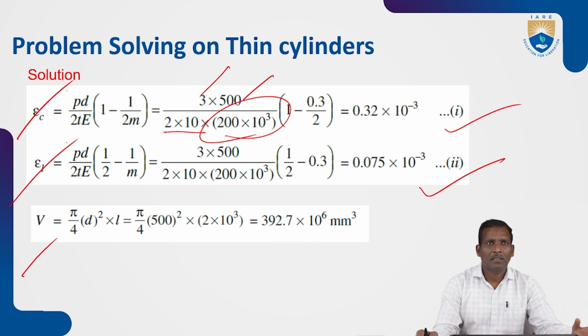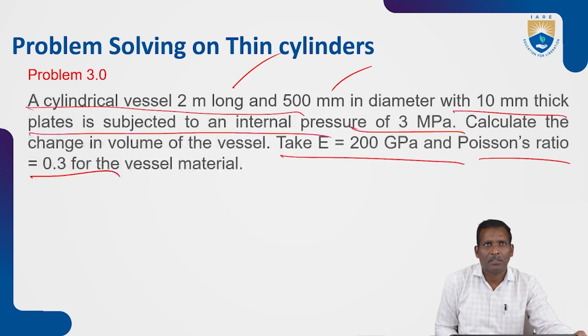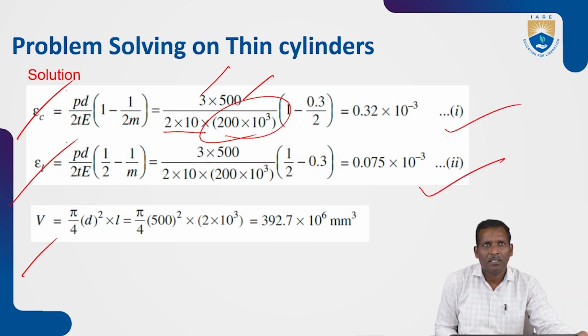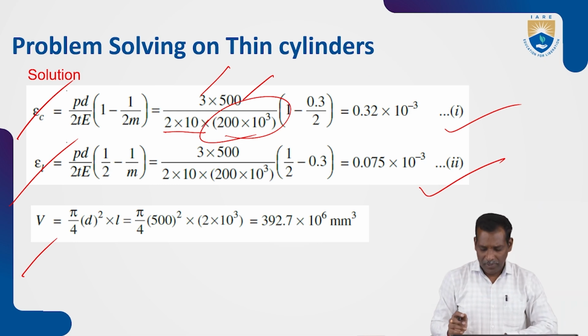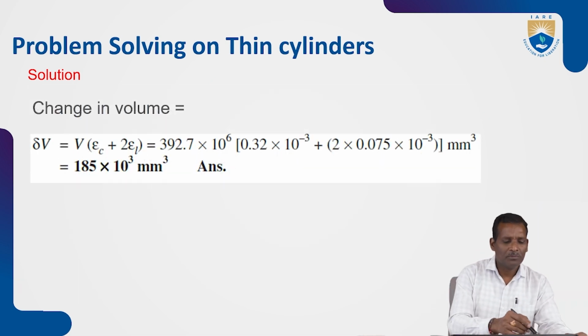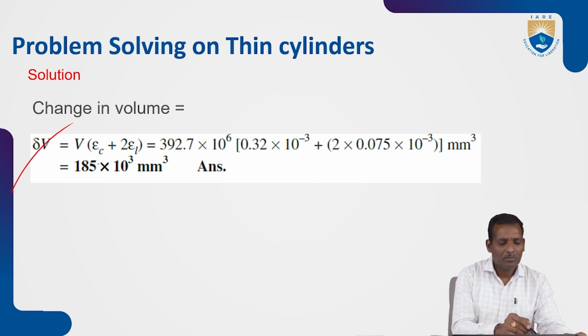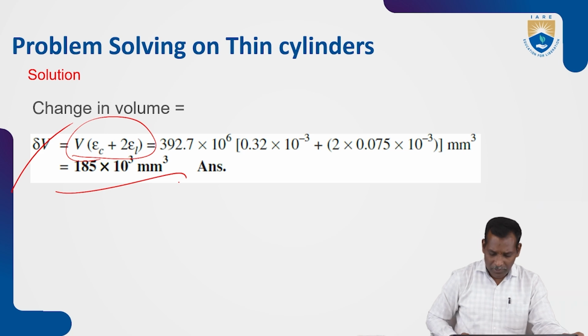And then the volume pi by 4 d square into L. So already we have calculated this, applied this PD by 2T into 1 minus 1 by 2M. PDL by 2T into 1 minus, this change in length and change in diameter. Similarly here circumferential. So what is the dimension changed here? Circumferentially and length and volume. Now apply the change in volume. Delta V is equal to V into epsilon C plus 2 epsilon L. So we will get 185 into 10 cube.